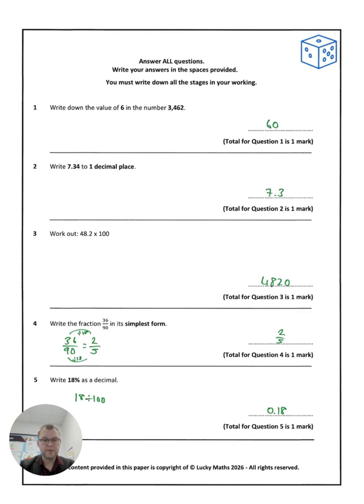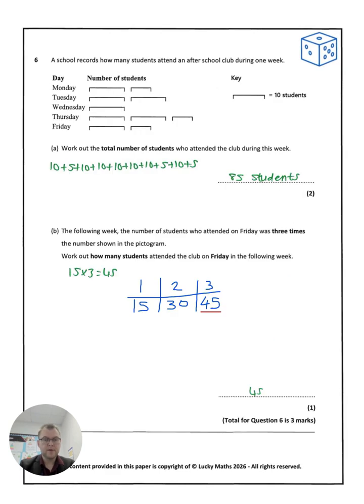So first page, the first 5 there, I just left them as they are with the solutions from before. On the pictogram question, I just used a possible ratio table there for the 3 times 15 for part B. How many students attended the club on the Friday the following week is 3 times more, 115, 2 double it, 2 15s, 3 15s that way.